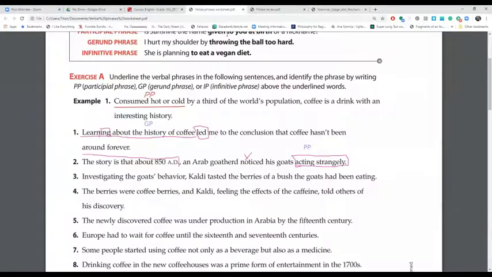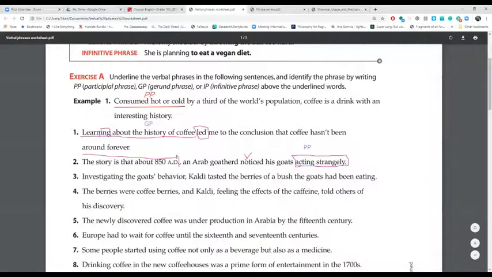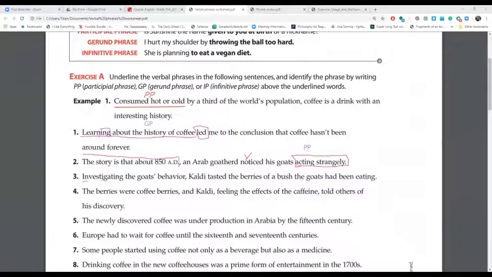Okay. Good. So number 3, investigating the goat's behavior. Kaldi tasted the berries of a bush the goats had been eating. I'm going to go through this a little bit more quickly. So this here is going to be your phrase, investigating the goat's behavior. This is going to be the phrase that we're working with. And again, we know because it ends in -ing here. So, investigating the goat's behavior, Kaldi tasted the berries of a bush the goats had been eating.